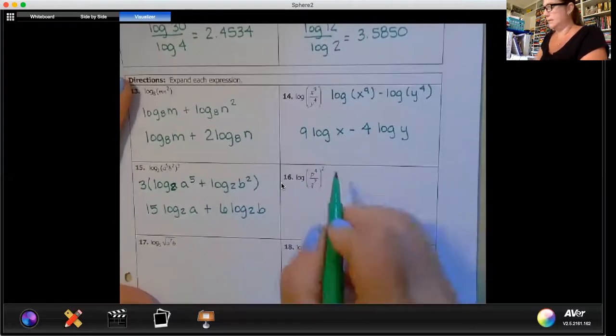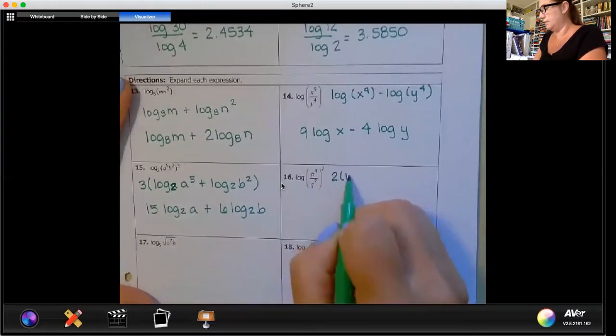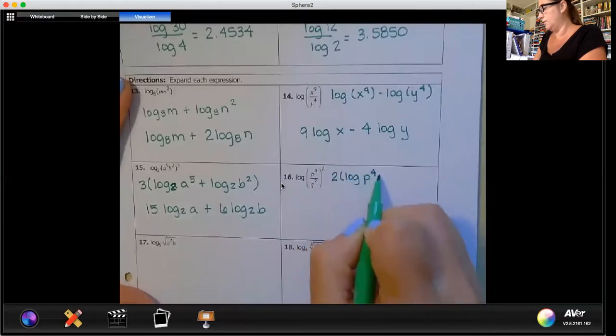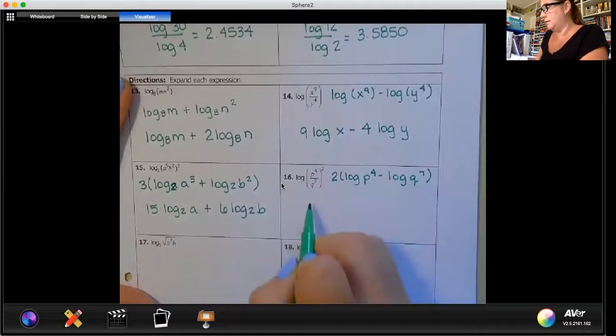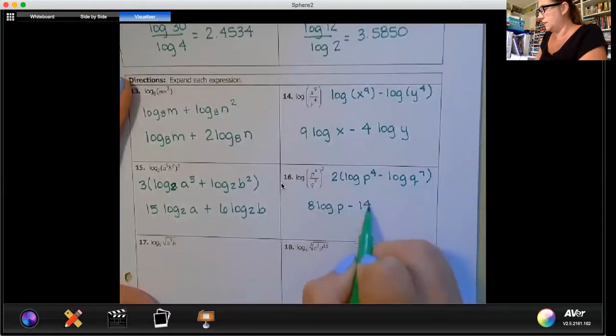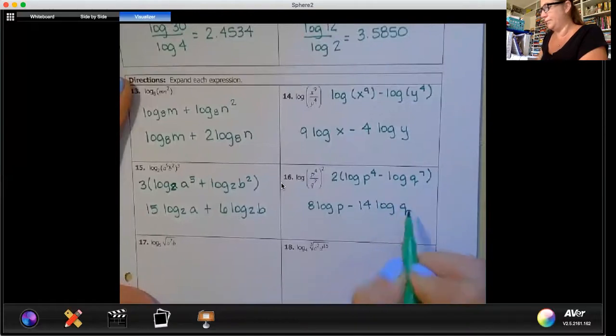Same thing for number 16. Bring that 2 down, log P to the 4th minus log Q to the 7th. That's 8 log P minus 14 log Q.